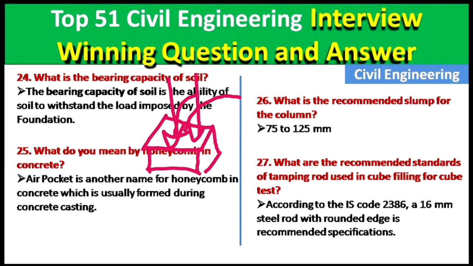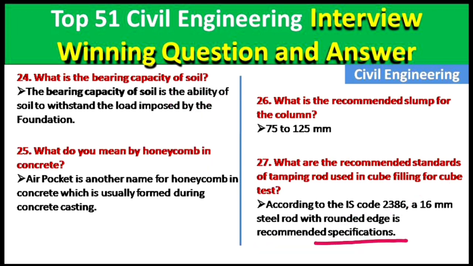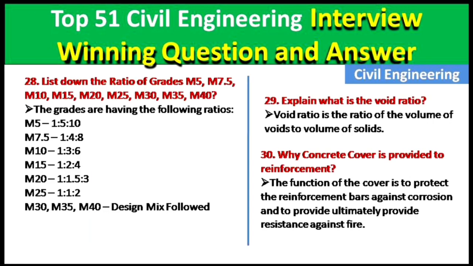So for the tamping rod, according to IS code 2386, the diameter should be how much? 16 mm of steel rod. Okay, and it should be rounded, that is its recommended specification. Okay, it should not be less than 16 mm or more than 16 mm because it is considered as such in IS code 2386.